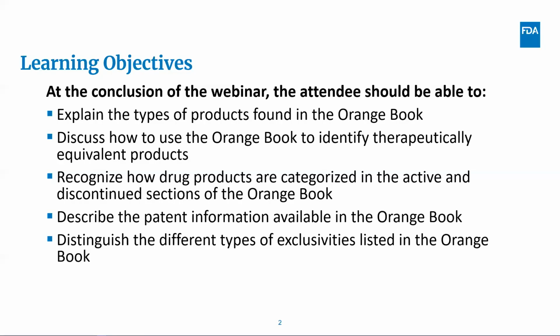At the end of today's webinar, you should be able to explain the types of products found in the Orange Book, discuss how to use the Orange Book to identify therapeutically equivalent products, recognize how drug products are categorized in the active and discontinued sections of the Orange Book, describe the patent information available, and distinguish the different types of exclusivities listed in the Orange Book.